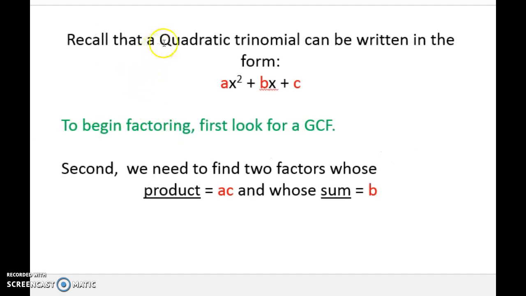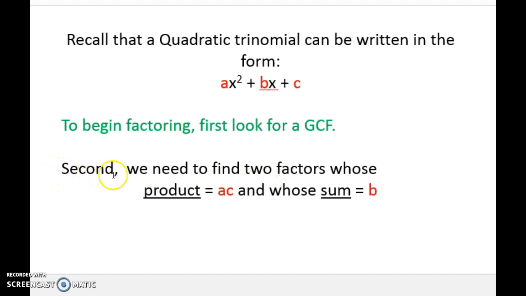All right, so first recall that a quadratic trinomial, we can write in the form: we have our a coefficient of our x squared term, plus b is the coefficient of our x term, plus c is our constant. Always, and hopefully you remember from yesterday that when you start factoring, the first thing I want you to look for is that GCF. Please pull out, divide out any GCF that you can first. Otherwise you'll have to do it later, and it'll be a long process getting there.